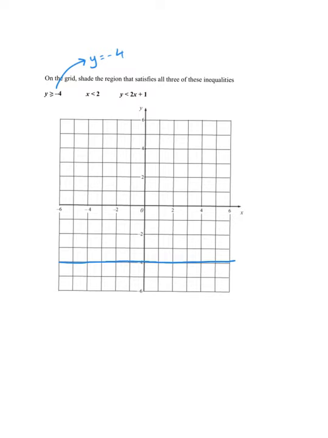Now I know it says shade the region that does satisfy everything. But for now, I'm going to colour in the bit that I don't want to have. Honestly, it's much easier to colour in the bit you don't want, at least to start with.